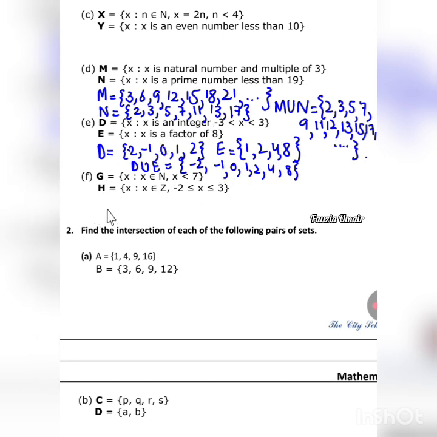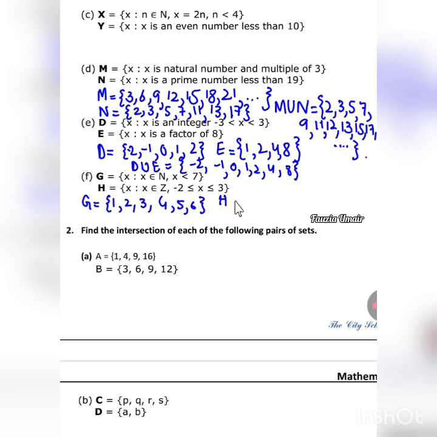Alright, so then comes the F part. Let's write down the elements of set G. X belongs to N, meaning natural numbers, and X is less than 7. Natural numbers start with 1. So 1, 2, 3, 4, 5 and 6 are the elements of set G.